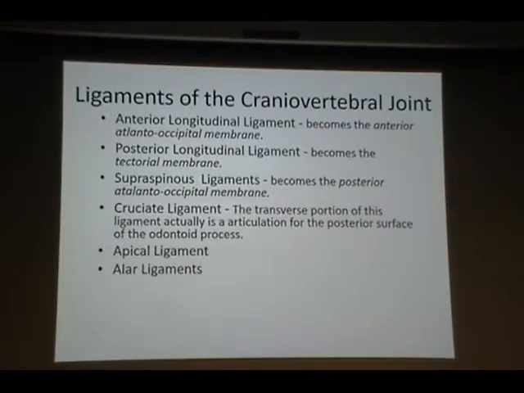Then we have ligaments that go between the spines of the vertebrae, the spine tips. These are called supraspinous ligaments. And as they come up to the first cervical vertebrae and go to the occipital bone, they will become the posterior atlanto-occipital membrane, or ligament, providing some extra support in the back.